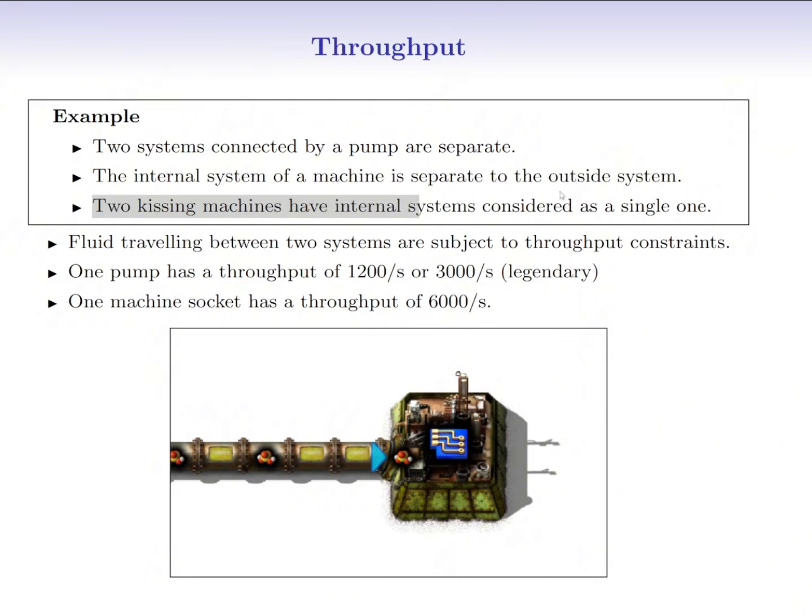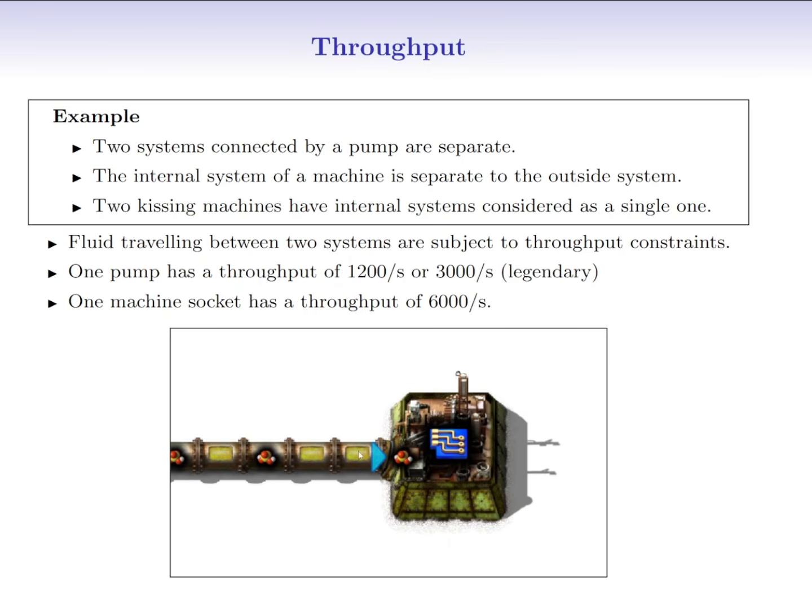Unless you have two machines that, for something like a Fedora machine, might have the sockets being bidirectional. If you connect the two machines with matched sockets, their internal storage system is considered as a single system, just like two pipes connecting. And the problem is that there are throughput constraints when fluid travels between two systems. Even though you have infinite throughput in the same system, when it comes to two separate systems, there are still flow constraints.